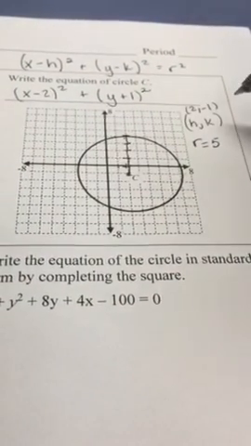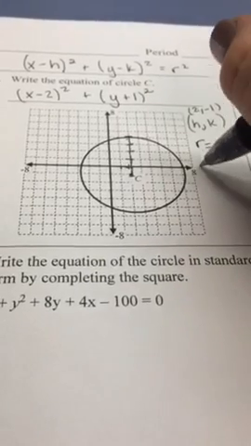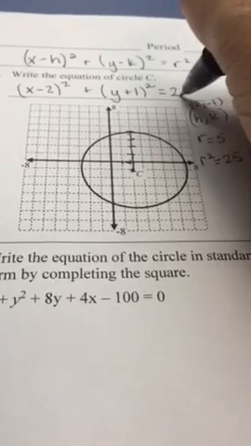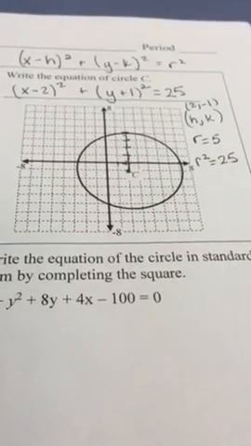The last thing we need to do is to square our radius. So if our radius is 5, our radius squared is 25. Remember, this is always equal to the radius squared.